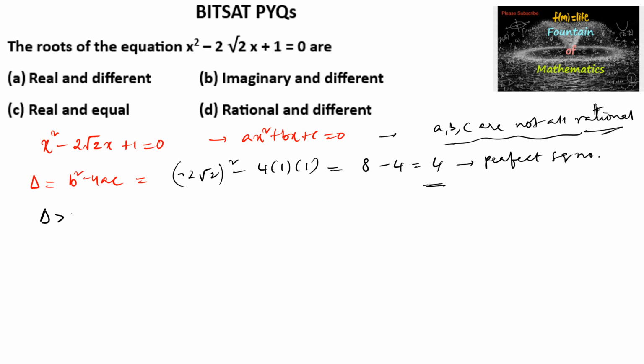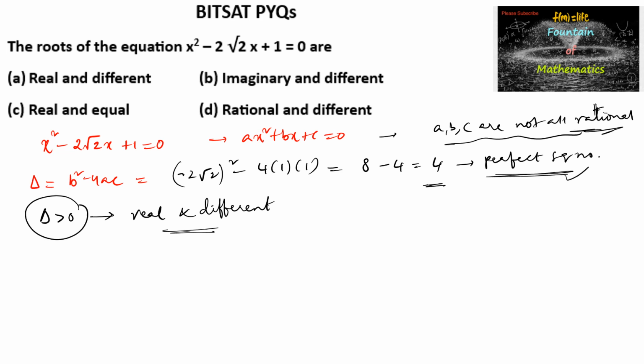Since delta is greater than 0, we can come to the conclusion that the roots are real and different. And since the coefficients are not all rational numbers, we cannot say it is a perfect square number, and hence we cannot say they are rational. So option D cannot be taken. So we can consider real and different. Option A can be taken. So option A is the answer.